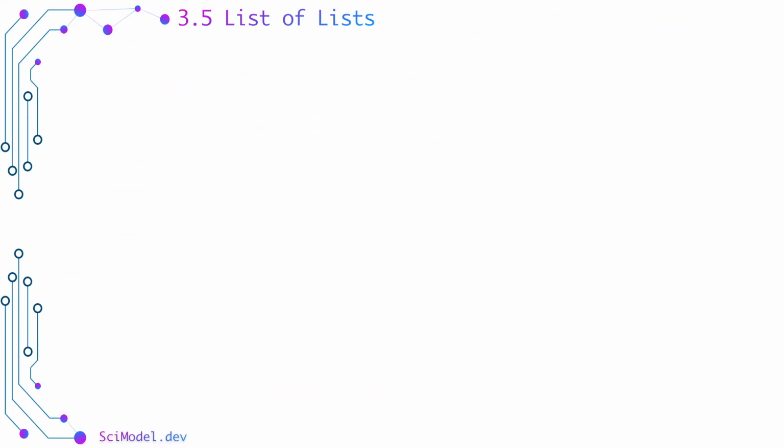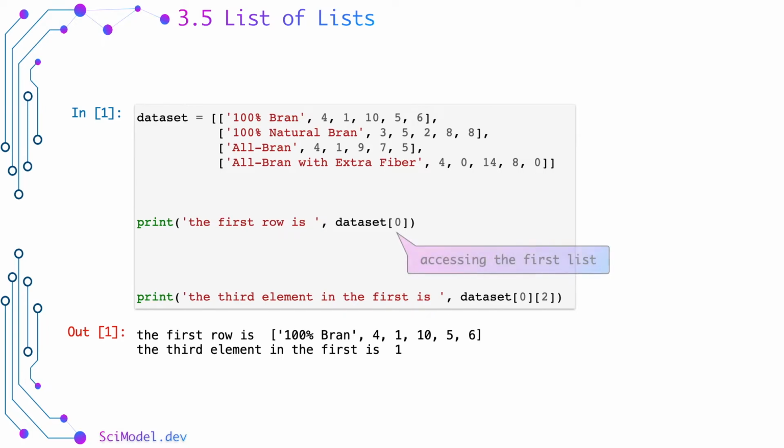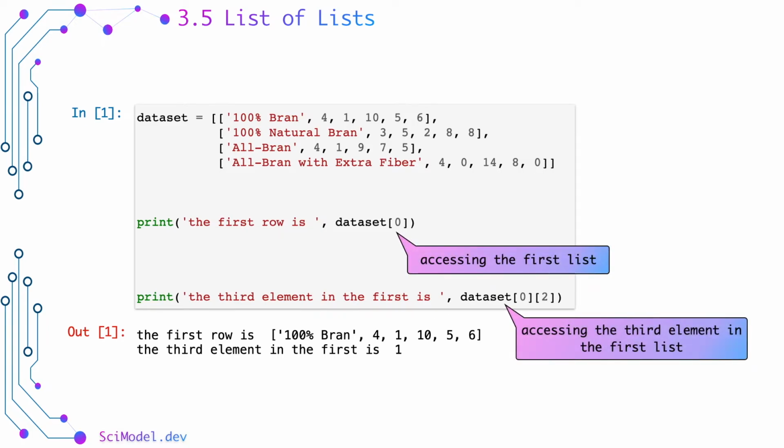For example, here we are extracting two things in this code example. First, we are extracting the first list in the dataset variable, which is a list of lists. Then we are extracting the third element in the first list in the list of lists.